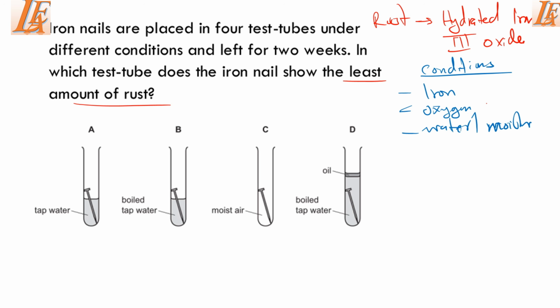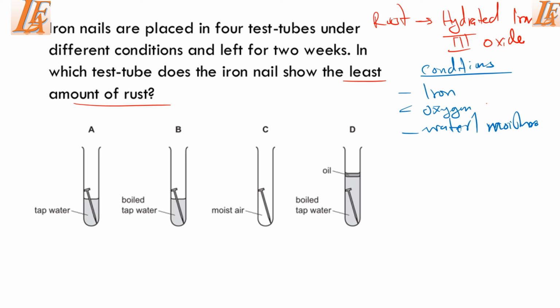Moisture is water in gaseous state. Now for rusting to take place, the three conditions must be there. If two are there and one is not there, then there's no rusting. If one is there and two are not there, then there's no rusting. For rusting to take place, the three of them must be present.